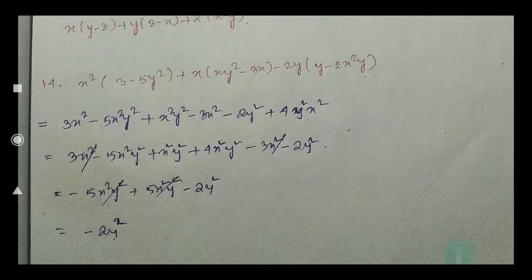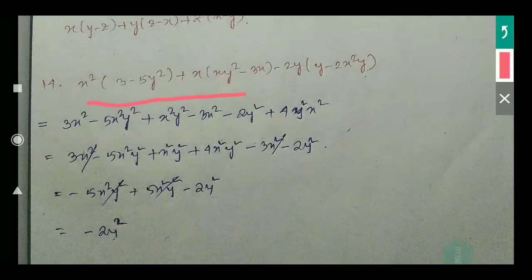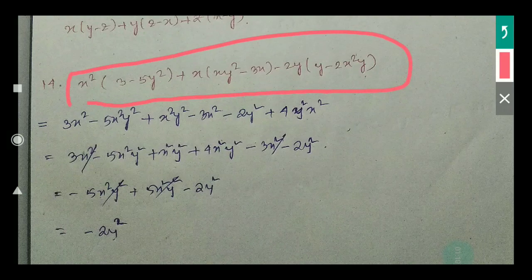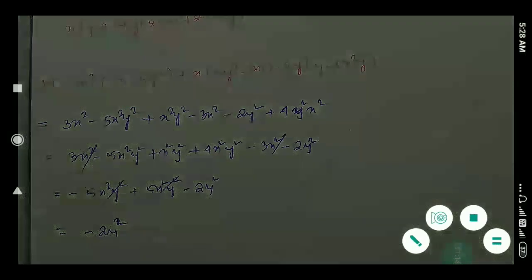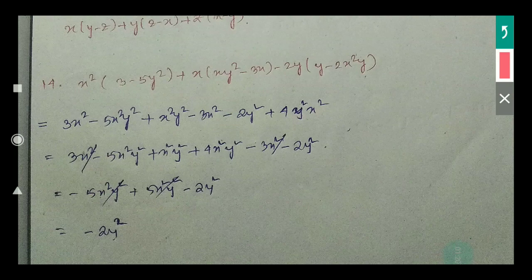So the question number 14. In this question number 14, it is given this one. Here plus is given, here minus is there. So first of all, you have to remove the bracket. So if you remove the bracket, any common term, if it is there, then that term will be multiplied to both the terms inside the bracket.